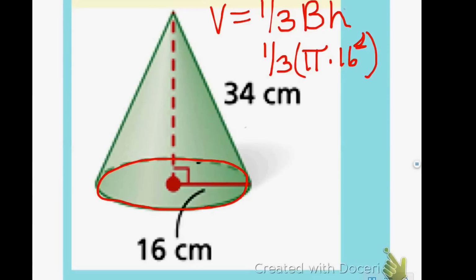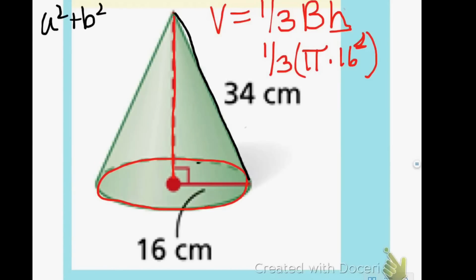The problem is 34 is not the height. I need to know the height for my formula. Alright, 34 is actually the slant height, because it measures this slanted value here. And notice I have a right triangle, so I could use the Pythagorean theorem. A squared plus B squared equals C squared. To find my height, I know the hypotenuse is 34 because the right angle is pointing to it.